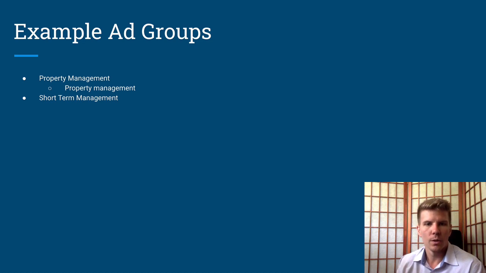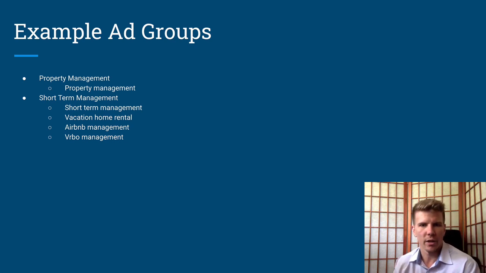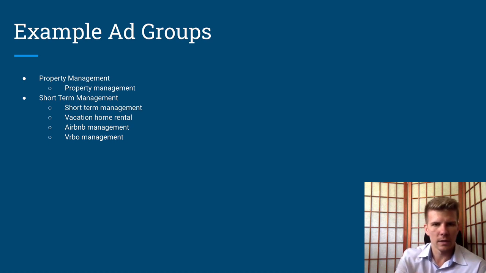Short-term management, you could do the term short-term management as an ad group. You can do vacation home rental. You can do Airbnb management, VRBO management. You split Airbnb and VRBO, obviously, because they're different platforms and you can use that in your ad copy. However, VRBO and Airbnb are trademarked, so you can't use that in your ad copy. So you could also just do a single ad group for all these and it would probably still work. But ultimately, splitting up your ad groups like this to write different ads and use different copy makes sense only in some scenarios, as you can see here.